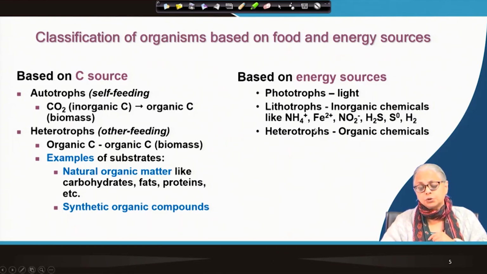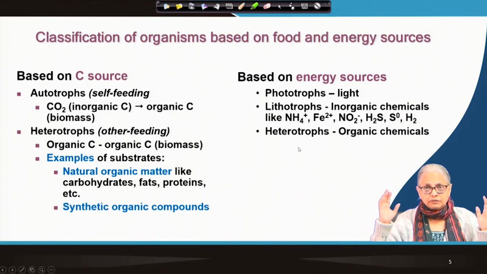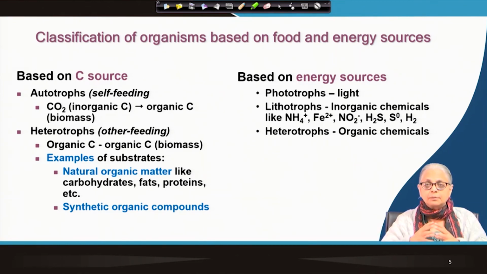And finally, heterotrophs. Heterotrophs, as I said, derive both mass in terms of organic carbon as well as energy from organic compounds. Just think of yourself. You're a heterotroph. What do you do? You eat food. What does food give you? It gives you both mass as well as energy. So that energy and mass both come from the food. That's what heterotrophs are all about.